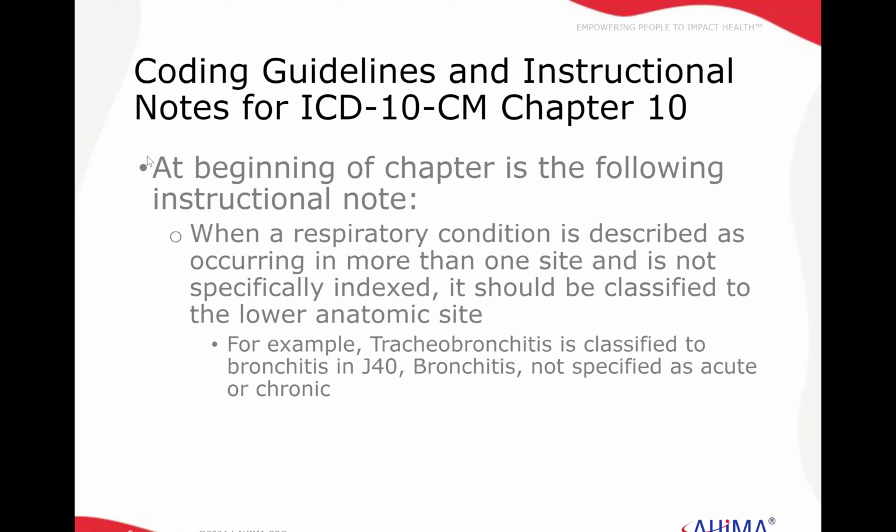And again, you'll see a lot of instructional notes in this chapter. When a respiratory condition is described as occurring in more than one site and is not specifically indexed, it's categorized to the lower anatomical site. What does that mean? Well, we have an example here. Tracheobronchitis is classified to bronchitis in J40, right? It's affecting both the trachea and the bronchi, so it's going to be coded to the bronchi, being lower in the respiratory tree than the trachea.